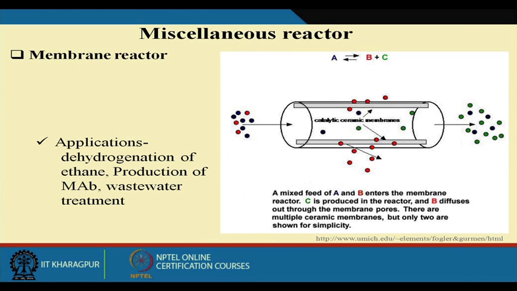Next I want to talk about the different types of miscellaneous reactors. For example, we have the membrane reactor. We can have the membrane here, and we can fix our enzyme or microbial cells on it. When you pass your substrate, it comes in contact with these enzymes and cells, and then you get the desired product at the end. This is largely used in monoclonal antibody production, it is also used in wastewater treatment processes, and it is largely used for the hydrogenation of ethanes.